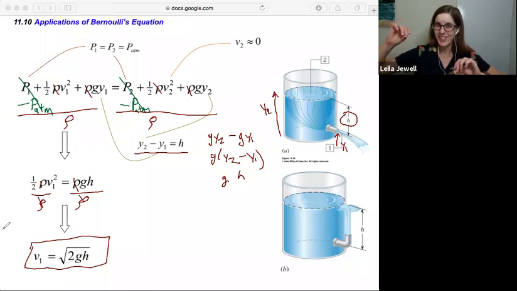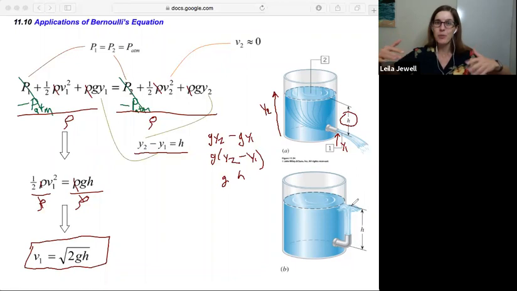What does this mean? Well, it means if we truly have an ideal non-viscous fluid, then the speed that it's going as it comes out the pipe at the bottom is exactly the same as if we had dropped the fluid from that same height. Even though it takes a different path, we'd have the exact same speed coming out. And that means if we turned our spout upward and it truly was non-viscous, the fluid would shoot up to exactly the height of the top of the water level.